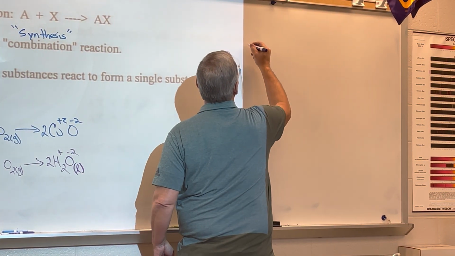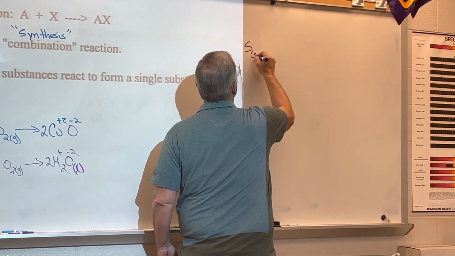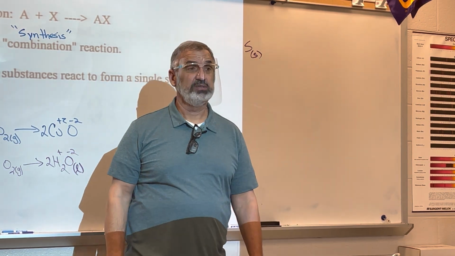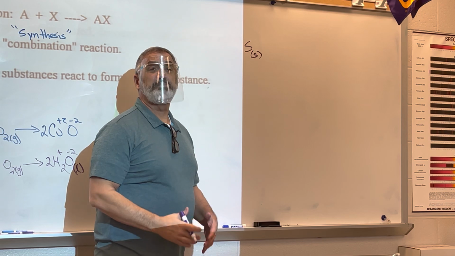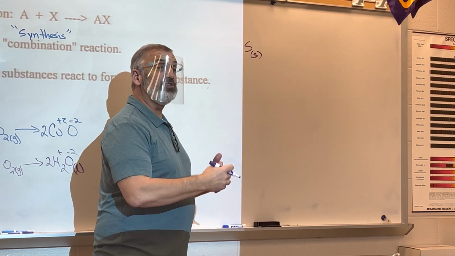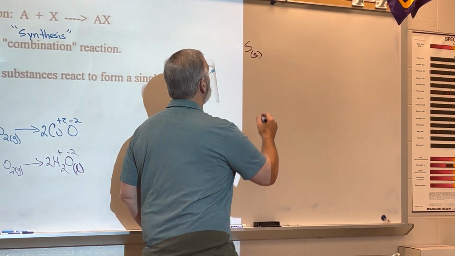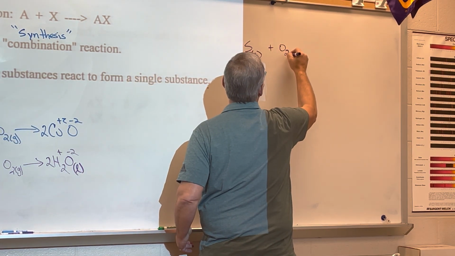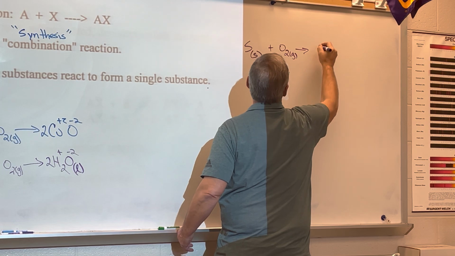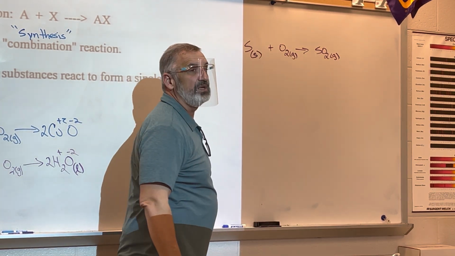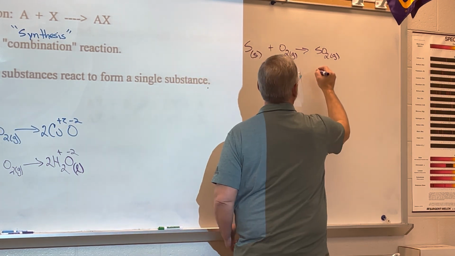So sulfur is a pollutant in coal and natural gas and oil, okay? So when they burn it, they burn the coal, it gets hot, and then they produce steam to make electricity. But the sulfur also combines with the oxygen as it burns and makes sulfur dioxide gas. This is pollution.